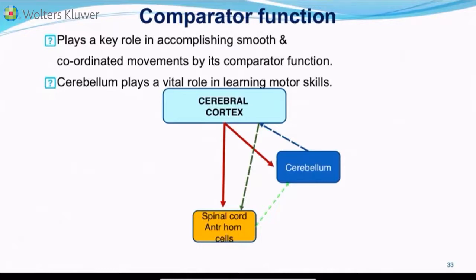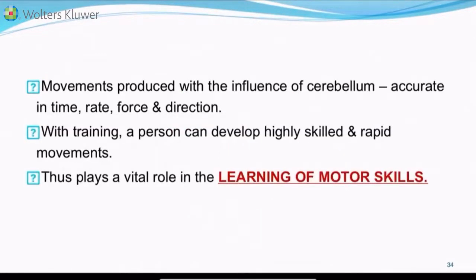So whatever impulses or commands are given by the cerebral cortex to the spinal cord are monitored, scrutinized, and if something goes wrong, information is sent to the cerebral cortex. The cerebral cortex will receive that impulse from the cerebellum and again correct the voluntary activity done by the muscles by the impulses received from the spinal cord. So the desired activity will be brought in by the correcting measures of the cerebellum, and that is what we call the comparator function of the cerebellum. Because of this, the movements become accurate in time, rate, force and direction.